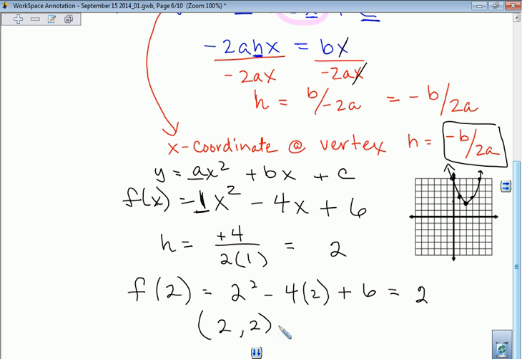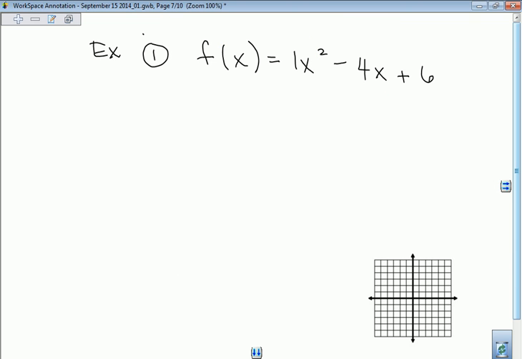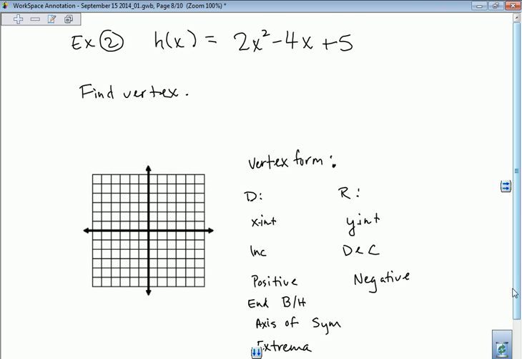So now that we know the vertex and we know there's no stretch or compression or reflection, could you write it in vertex form? What would it be? y equals (x minus 2) squared plus 2. Make sense? Okay, there is your first example that I just did.